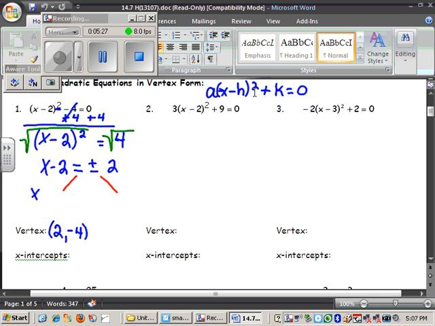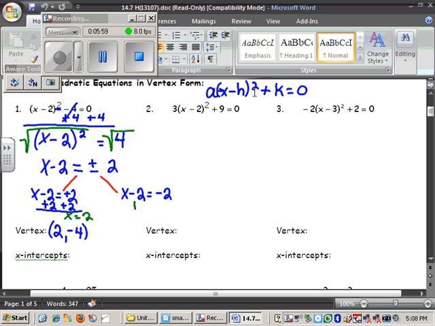So I have x minus 2 is equal to my positive 2. I don't need to write that plus, but I'll write it just so you understand where it's coming from. And my other equation is x minus 2, which is equal to my negative 2. I'm going to add 2 to both sides, and I will be left with x is equal to positive 2.